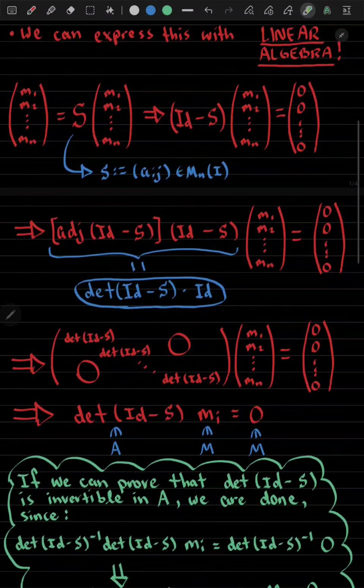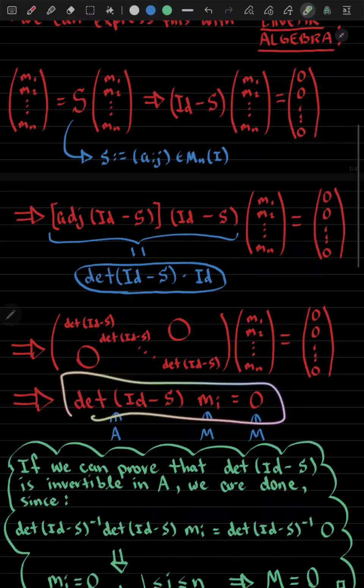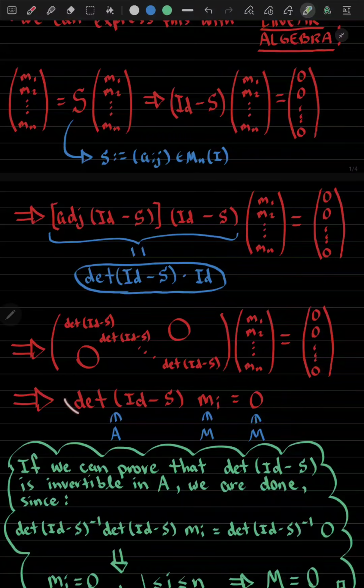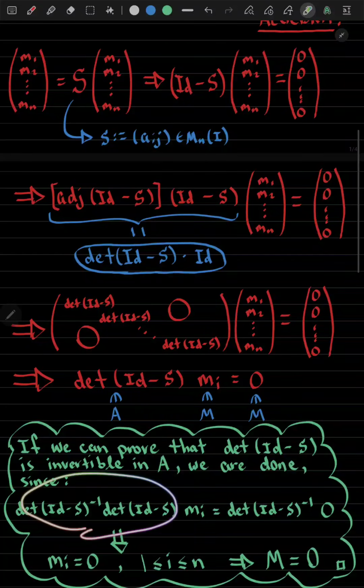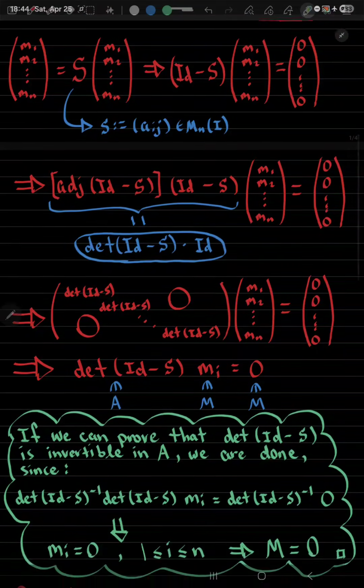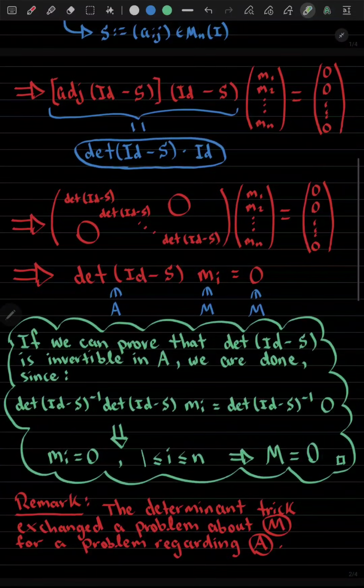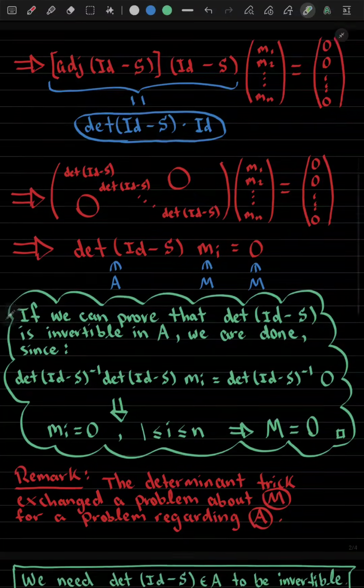Now, if we can prove that the determinant of the identity minus S is invertible in A, then we're done, since we can just take this equality here and multiply both sides by the inverse of this determinant, right? And then on the left-hand side, we'll have this canceling out to 1, and on the right-hand side, we'll maintain the 0. So we'll have each m_i equals 0, which will imply that our module M is trivial. Right. So note that the utility of the determinant trick was really exchanging a problem about modules, right, the module M, for a problem regarding the ring A.